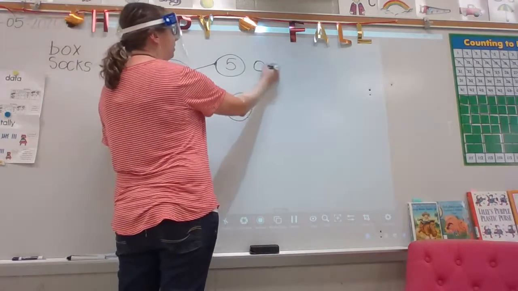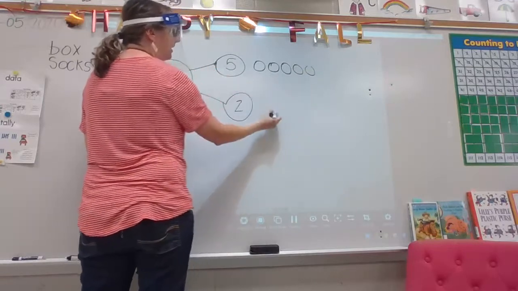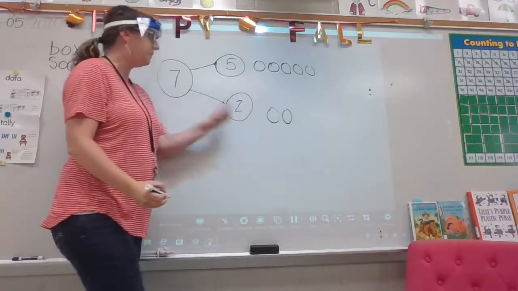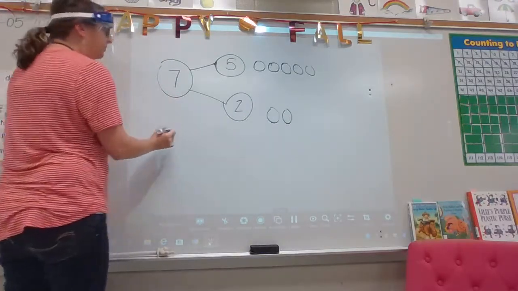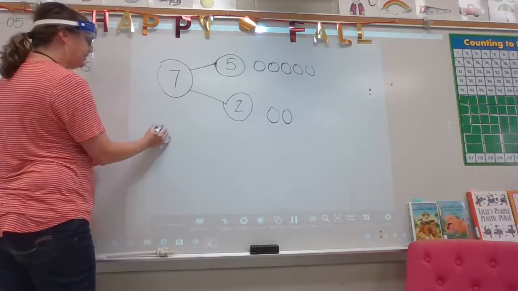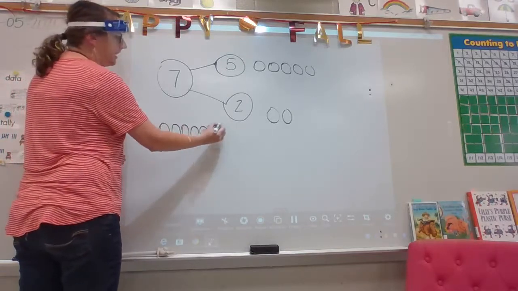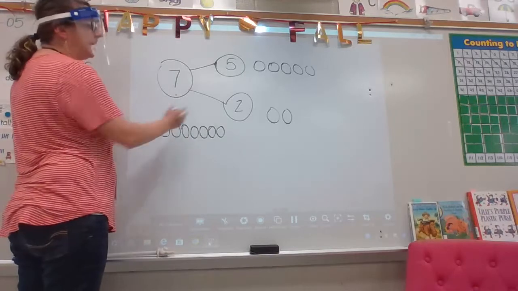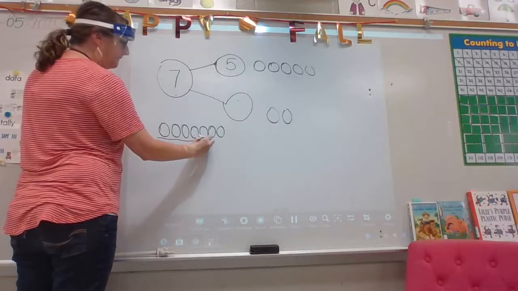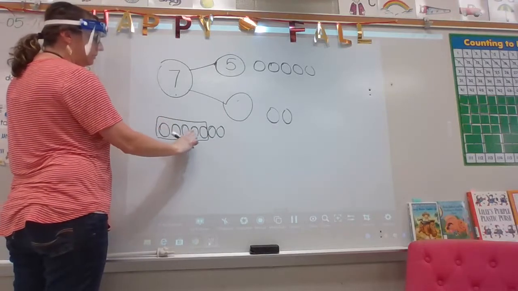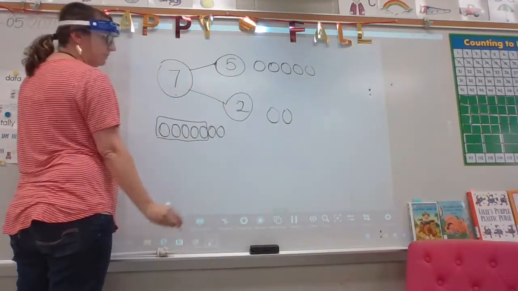Or I could actually draw the part here, 5, 6, 7, and I can keep counting on until I get to my whole number. Another way that I could do this is I could start with my whole number. I could start with 7. 1, 2, 3, 4, 5, 6, 7. I know that I have 7 in all, and I know that part of 7 is 5. So I'm going to block out 5. 1, 2, 3, 4, 5, and that means the missing part would be 2.